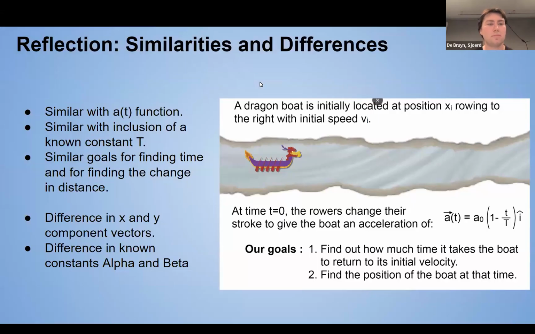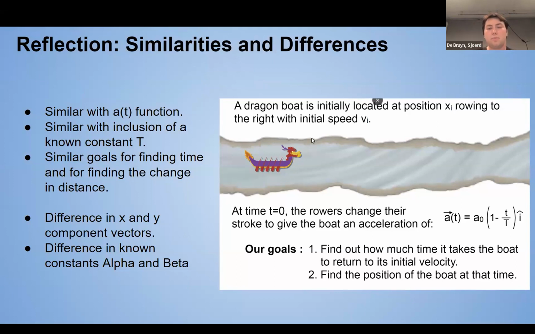All right, my name is Zayden Bradbury. I'm a first-year engineering student. Now we're going to be looking at the reflection, which is basically the similarities and differences between the problem we've seen in Paul's explanation and the problems we've done in class.